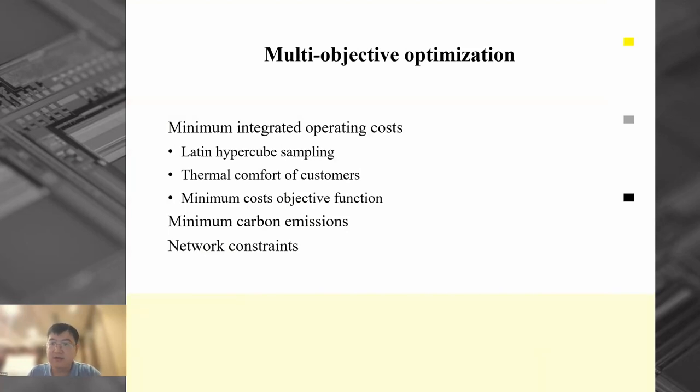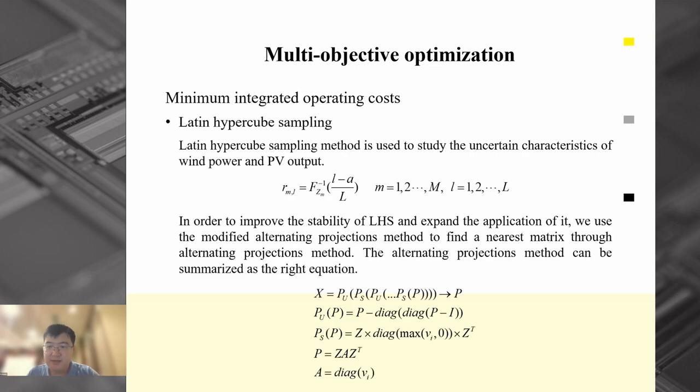And the next is the multi-objective optimization, and it contains three parts, which are minimum integrated operating costs, minimum carbon emissions, and also the network constraints. The part of minimum integrated operating costs includes Latin hypercube sampling, which is used to study the uncertain characteristics of wind power and photovoltaic output. And in order to improve the stability of Latin hypercube sampling and expand its application, we use the modified alternating projections method to find the nearest matrix through the alternating projections method.